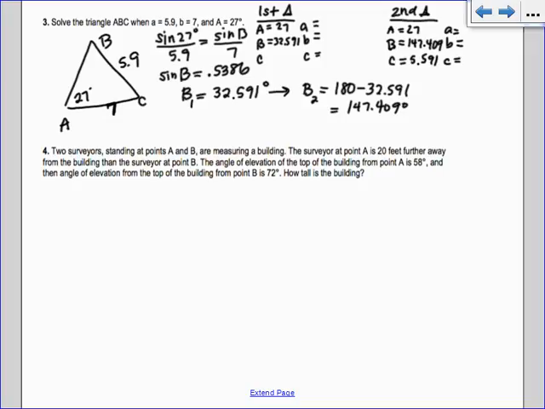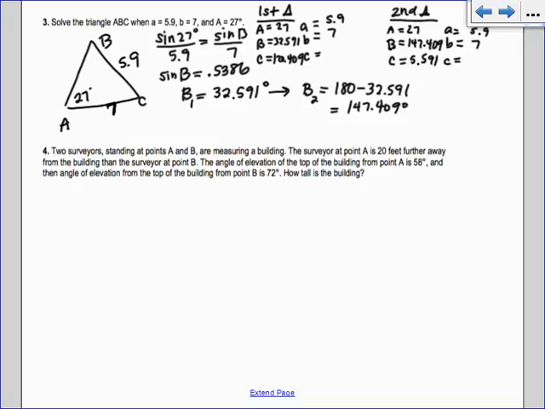If I do 27 plus 32.591, and then 180 minus that, I get 120.409. Kind of sloppy, 120.409. We know a is 5.9, and we know b is 7 for both of them. So we only need to find little c.